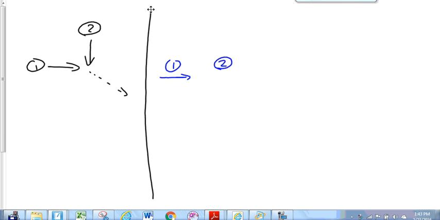Yesterday we learned that a collision involving two objects at right angles, sometimes called a T-bone collision, is really just the same thing as two different collisions that we've already analyzed. This collision on the left-hand side is the same as this collision where object number one is moving towards a stationary object number two, and this collision where object number two is moving downwards towards a stationary object number one.